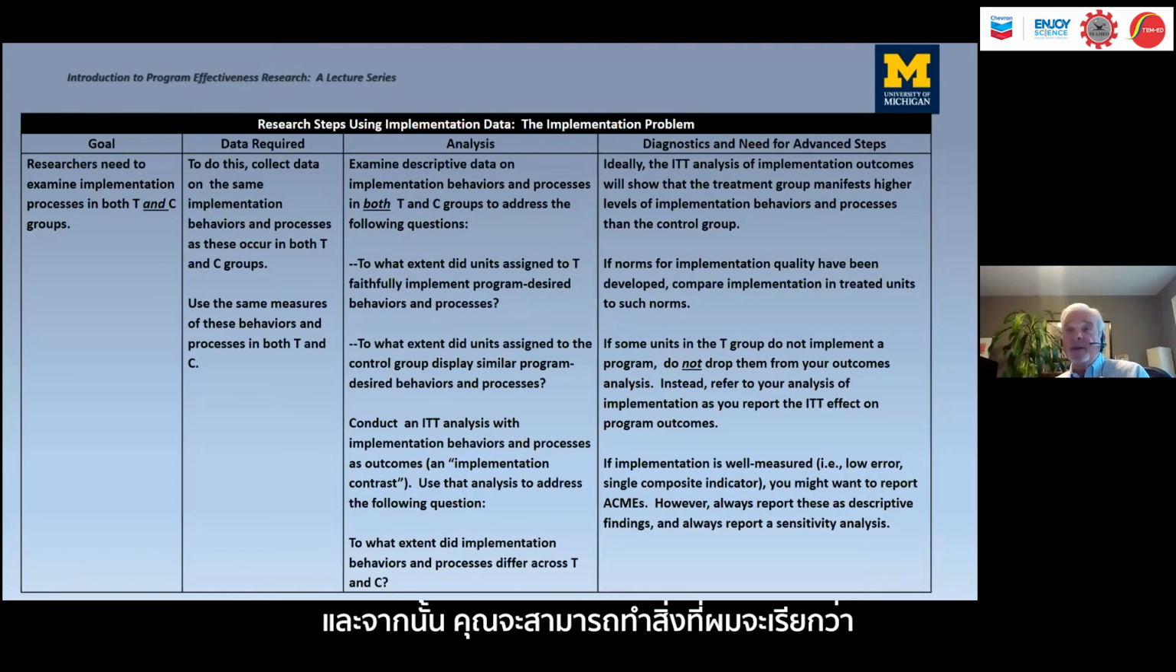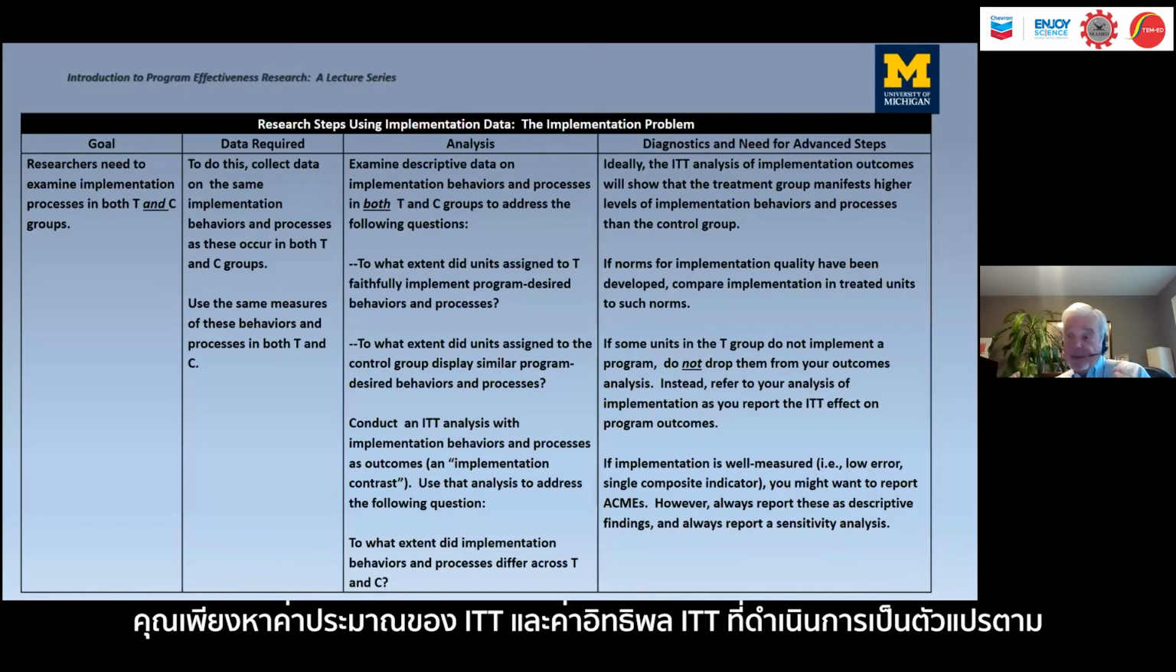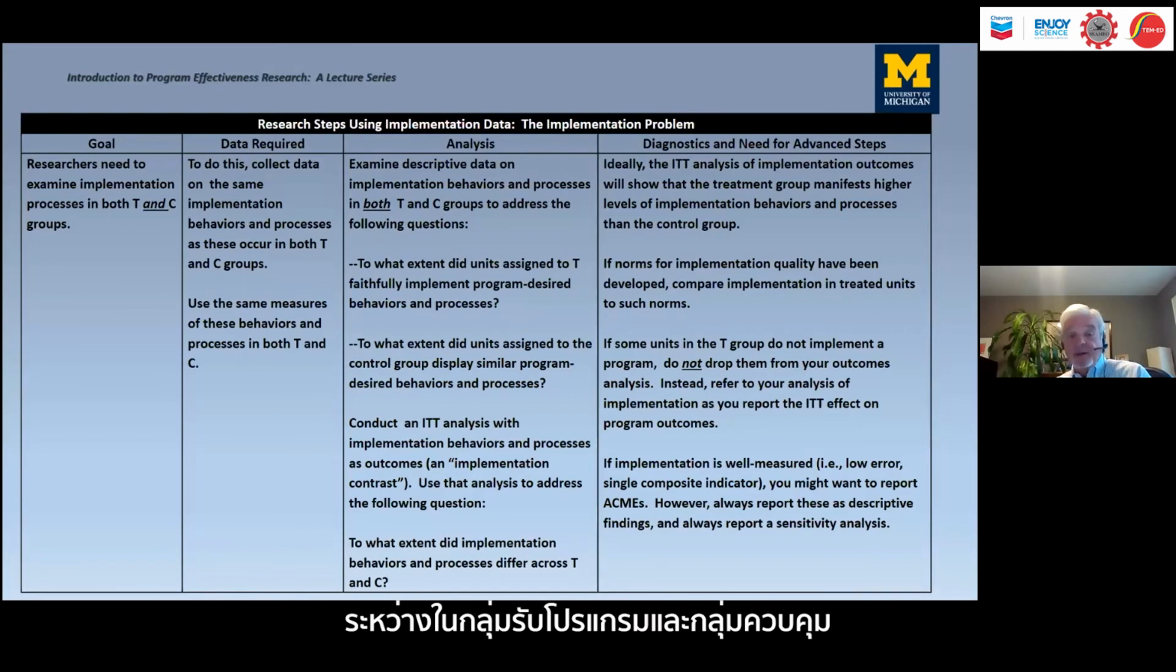And then you can conduct what I'm calling the implementation contrast. You estimate an ITT effect where implementation is the dependent variable, and you answer the question, to what extent did implementation behaviors and processes differ across the treatment and control group?